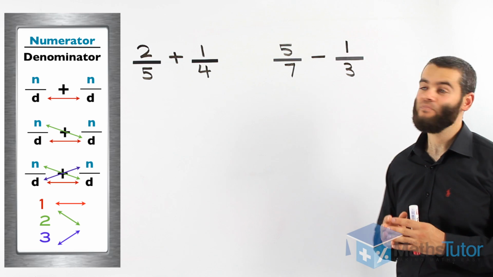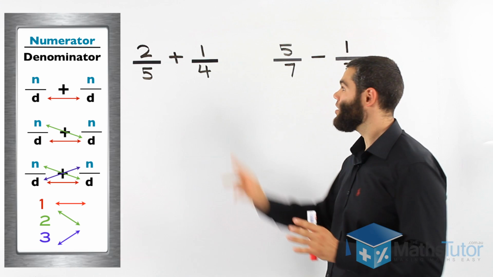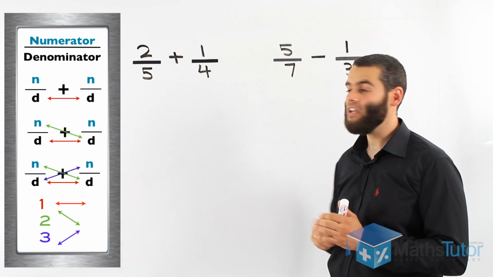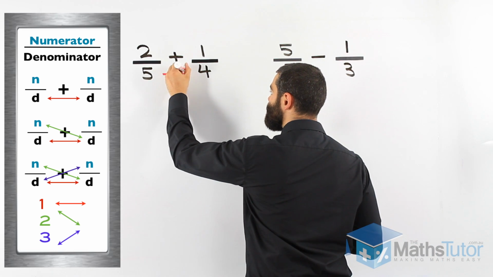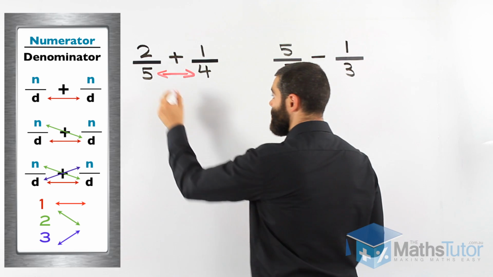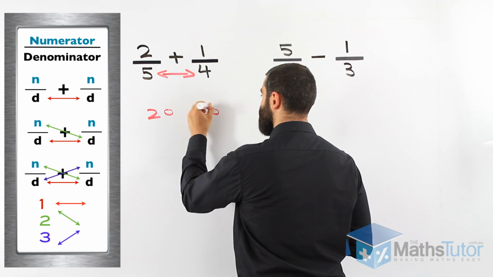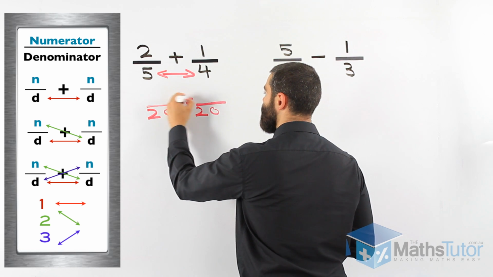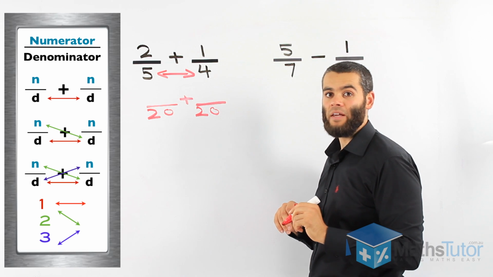Let's see it in action. 2/5 plus 1/4. Hang on, the denominators are different. We have to follow this process. Very easy. Well, let's start. The first step is to multiply the denominators together. 5 times 4 is 20. We have our plus. 5 times 4, 20. That is our common denominator.